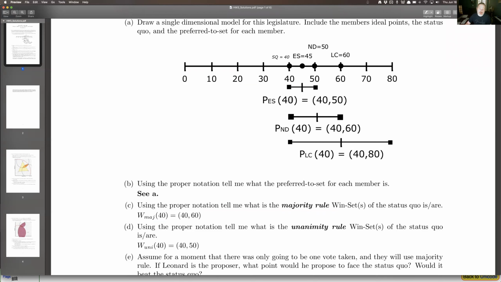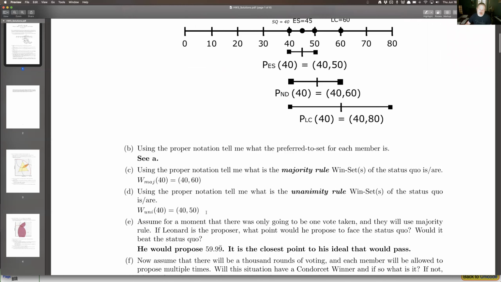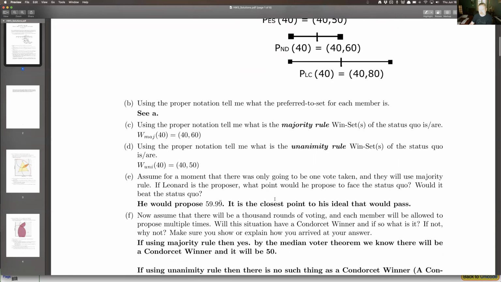But when you do have a unanimity rule win set, it is usually a subset of the majority rule win set, right? The majority rule win set only took 2 people to agree, 2 overlapping preferred-to sets, whereas the unanimity rule win set required 3 people to agree, or 3 preferred-to sets to overlap. So usually, if there is a unanimity rule win set, it is a strict subset of the majority rule win set. All right.